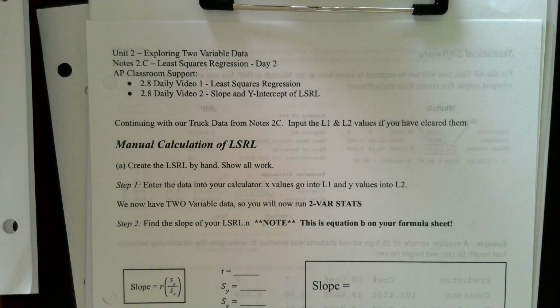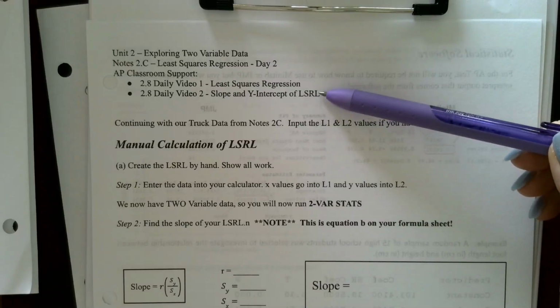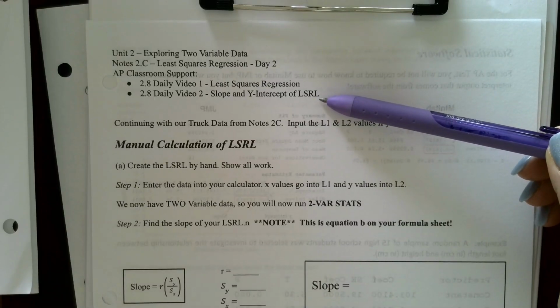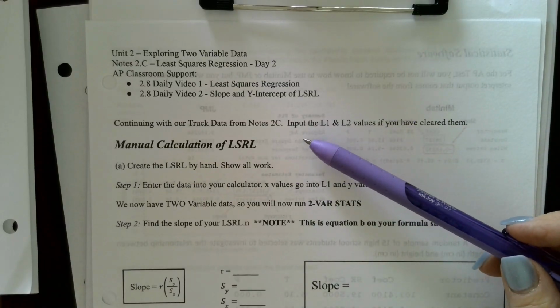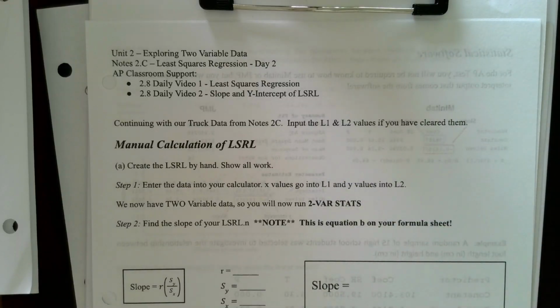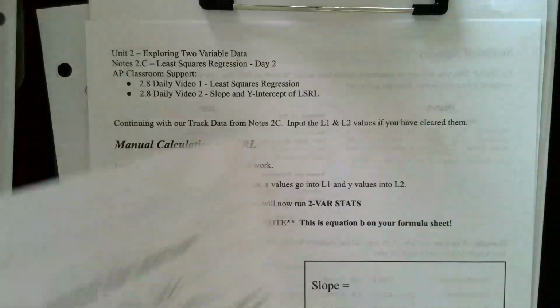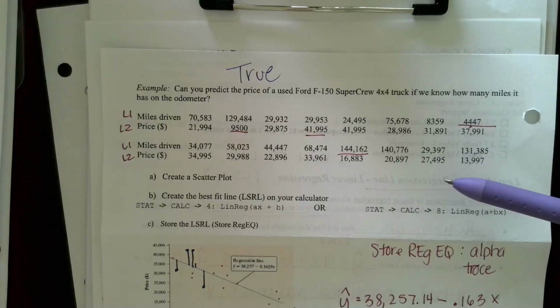All right, y'all. So this is day 2 of section 2C. Not really necessary for you to go back and look at these unless you're lost after today. What we're going to do is continue with the truck data from our last notes, the first part of 2C. If you don't have this data in your calculator still for L1 and L2, go ahead and pause it and go back and enter that data in there, okay?